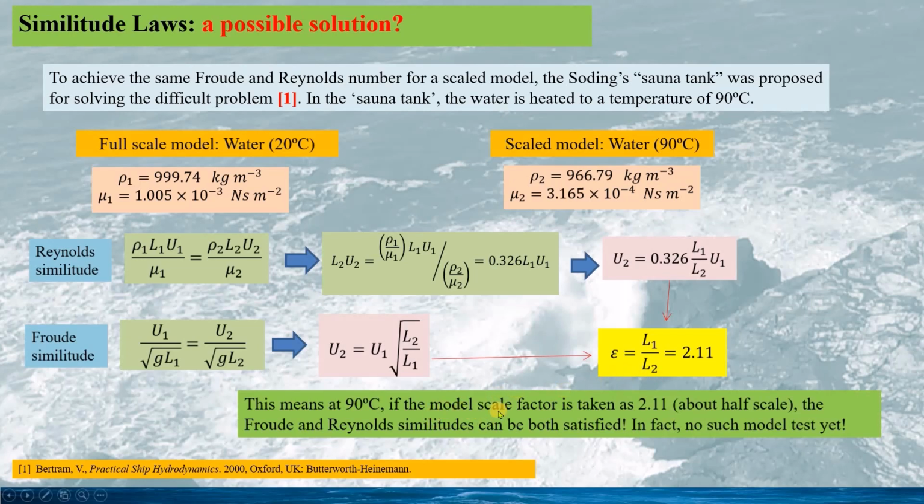This means at 90 degrees Celsius, if the model scale factor is taken as 2.11, which is roughly a half model, the Reynolds and the Froude similitude can both be satisfied. But in reality, there's no such tank, because it would be expensive to heat the tank up to 90 degrees Celsius. And in many cases, the scale factor 2.11 is too small for practical model tests.